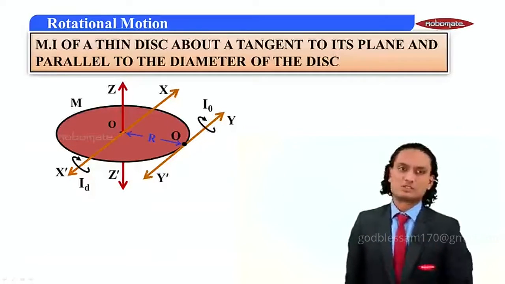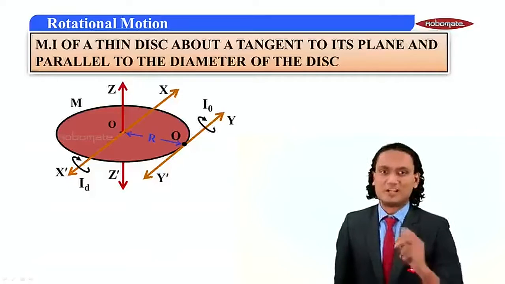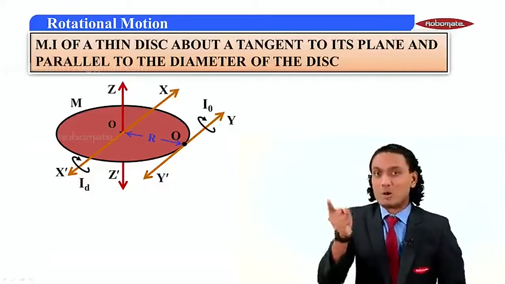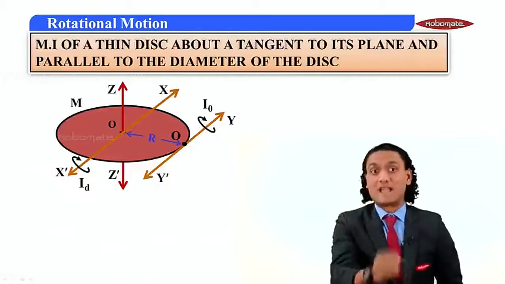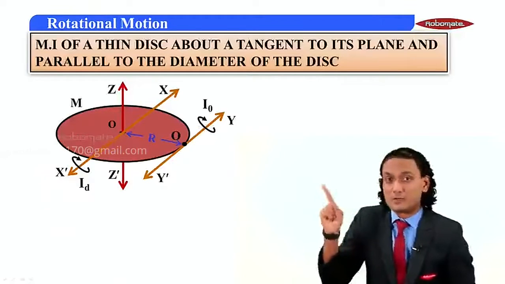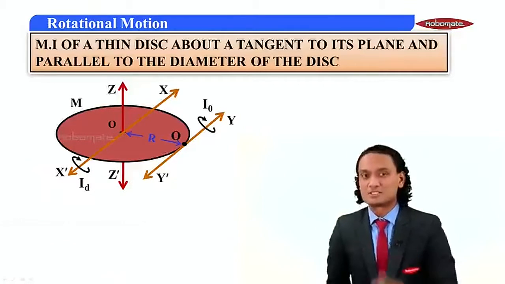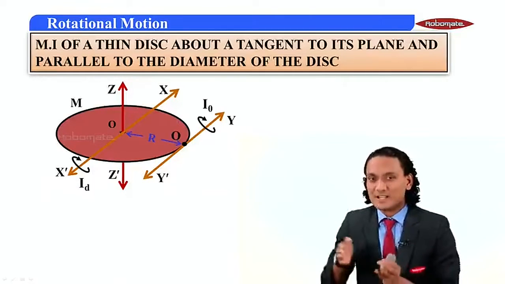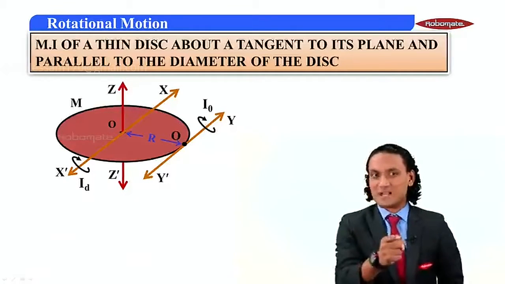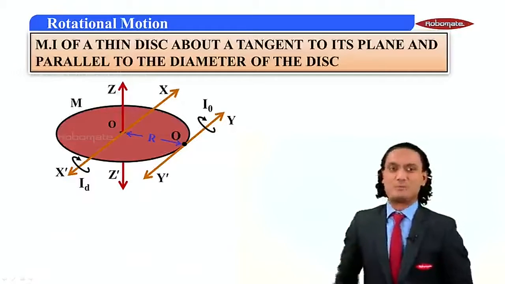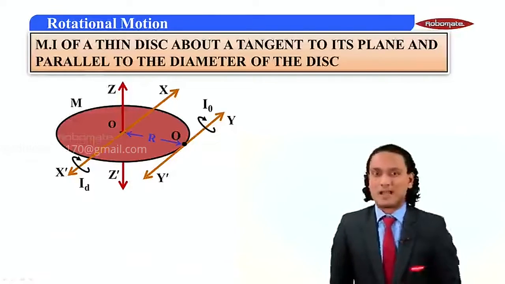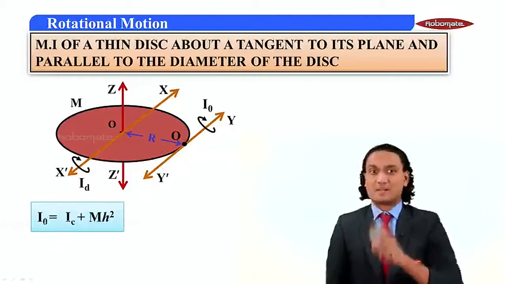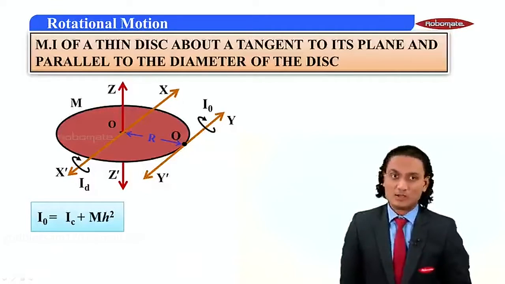Now students, see the title. What we need to find out? We need to find out the moment of inertia of a disk about the tangent to its plane. So we need to find out what is I naught. So students, how will you calculate I naught? Yes. What is it? Two parallel axes. So which theorem? Very good. We can use the parallel axis theorem. Now according to the parallel axis theorem, I naught is IC plus MH square. Yes or no?